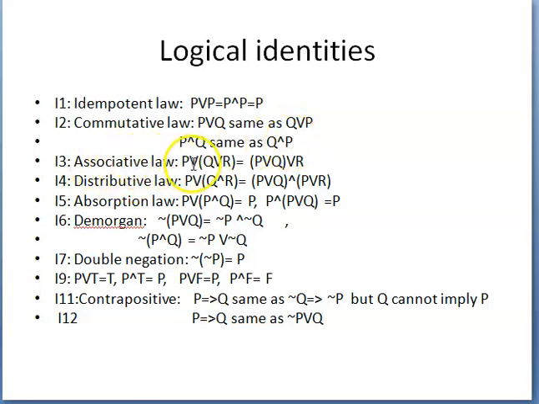Then we have the associative law, which says P or in the bracket Q or R is same as when we shift the bracket around P or Q or R. Then we have the distributive law, P or Q and R is same as P or Q and P or R. Then we have the absorption law. Absorption law says P or P and Q will absorb the Q.